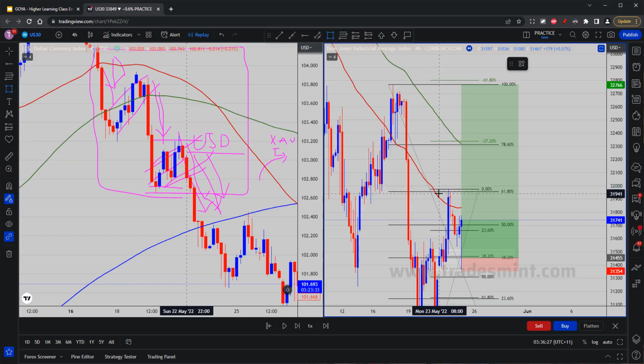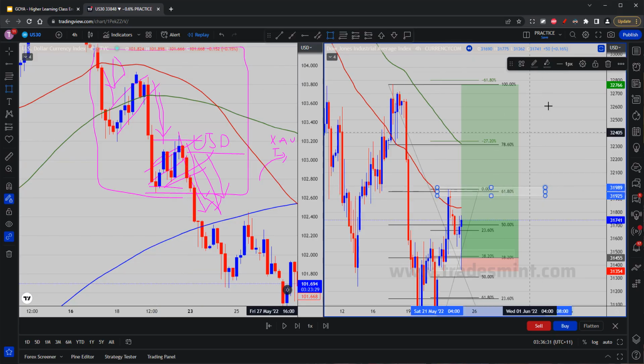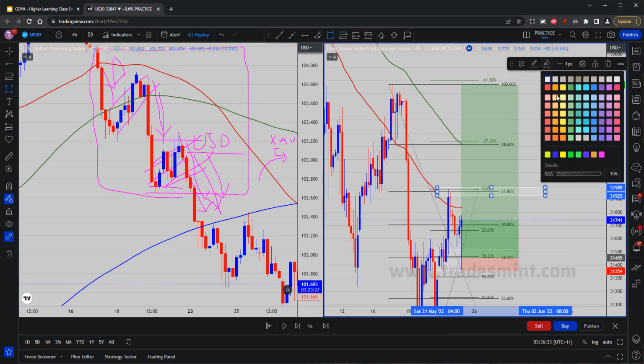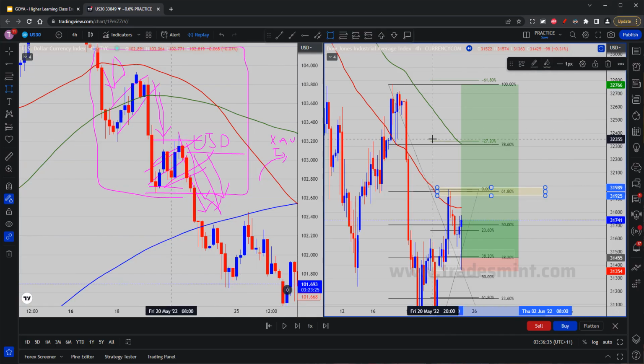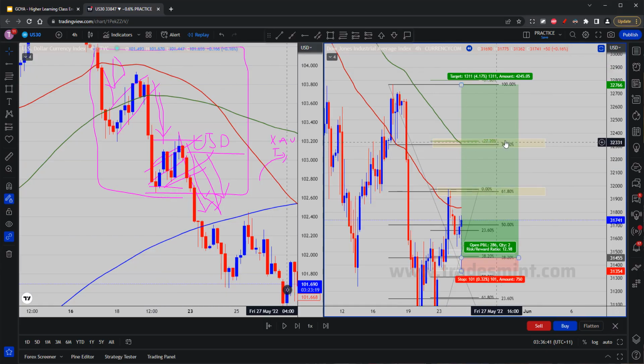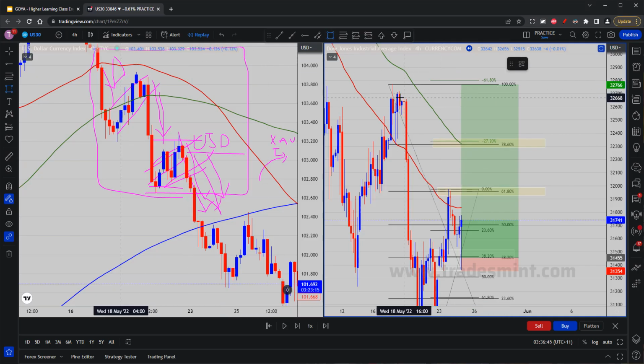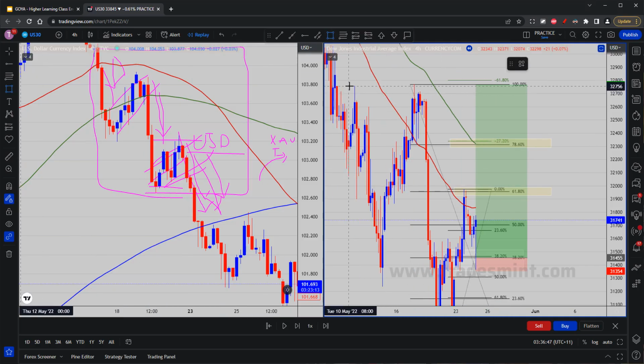So if we look at the obstacles along the way, okay, there you go. Now I said it correctly. Okay, so we have this first one over here. Then we have the second one over there, which is the extension of the fib minus 27, and it's also the retracement 78.6 fib. And then finally, we have the take profit area around here, which is the high, you know, with these wicks over here.